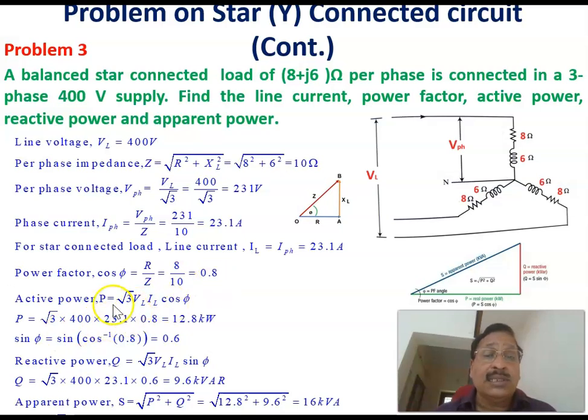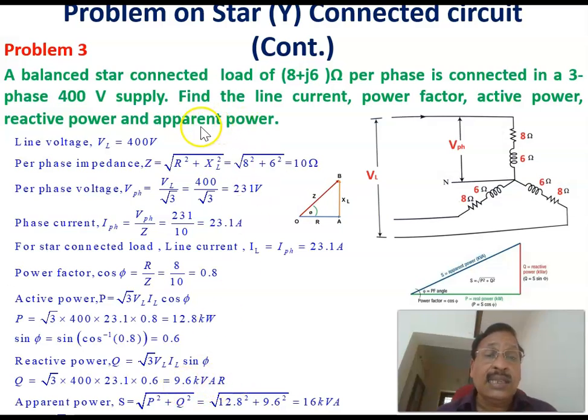Then the active power equation is root 3 VL IL cos phi. Root 3 into 400, that is the line voltage, into line current, which is same as phase current, 23.1, into 0.8. That is 12.8 kilowatt, the real power or active power consumed by the 3-phase star connected load. And sin phi can be calculated, sin of cos inverse 0.8, which is equal to 0.6. Therefore, the reactive power is root 3 VL IL sin phi, which is root 3 into 400 into 23.1 into 0.6, equal to 9.6 kVAR, kilo reactive volt amperes.